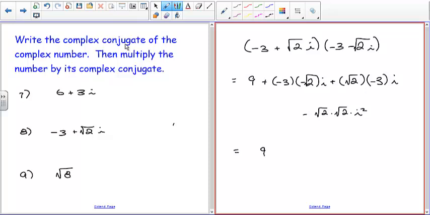Okay, so the first term is 9, negative 3 times negative 3. These cancel out because you've got positive 3 times the square root of 2 here, and negative 3 times the square root of 2 there. Here we have a negative, so bring that down. The square root of 2 times the square root of 2 is 2. i squared is negative 1. So that's going to be 9 plus 2, which is 11.